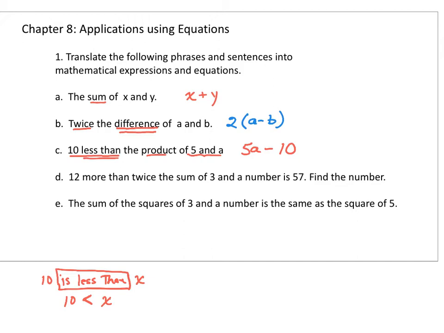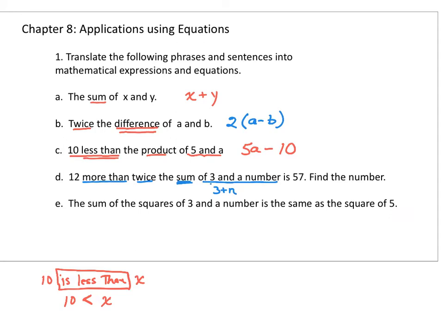Number 1D, 12 more than. So now we have more than, kind of like less than, just means that we're adding 12 instead of subtracting 12. And we're going to add 12 to twice the sum. Okay, now remember, the sum is the answer to the addition problem. And to take twice that answer, we need to put that addition problem in parentheses. So the sum of 3 and a number, that would be 3 plus a number.